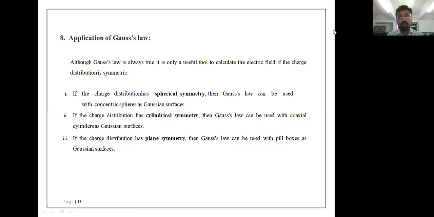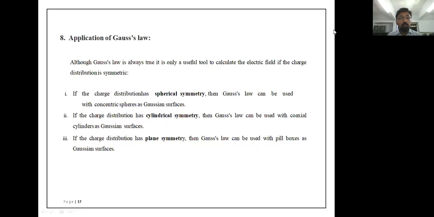Hello friends. In the last video we completed Gauss's law in differential form and the special cases of Gauss's law. Today we will discuss the application of Gauss's law. Gauss's law is applicable for any shape, but there are three geometries for which it is truly useful, for the calculation of electric field as well as electric flux.